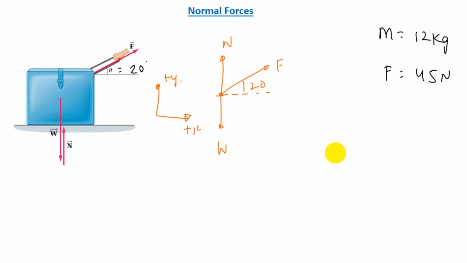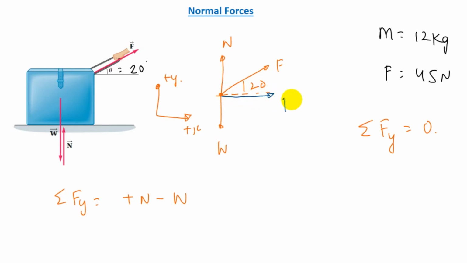In the vertical direction there is no motion, so sigma Fy, the net force in the vertical direction, will be equal to 0. Now the net force in the vertical direction, we have the normal force which is along the positive y, so plus N, weight force in the downward direction, so minus W. Now this force F will have two components in the horizontal and the vertical direction.